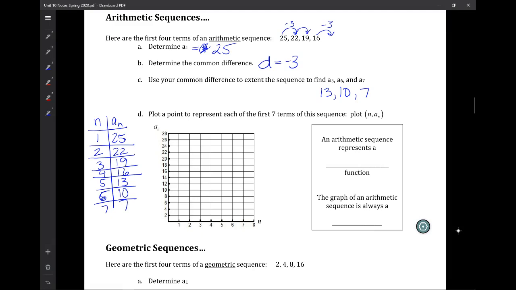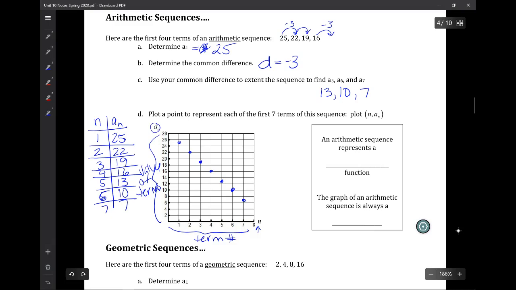What we want to do is plot these points on the grid given. So over 1, up 25, put a dot. Over 2, up 22, put a dot. 3 up 19, 4 up 16, 5 up 13, and if you're going on ahead of me, please don't connect your dots, and 7 up 7. But what I do notice about these dots, remember, we are not connecting them. These were your term numbers, hence why it's labeled N, and these were the values of the terms, hence why it's labeled A sub n.